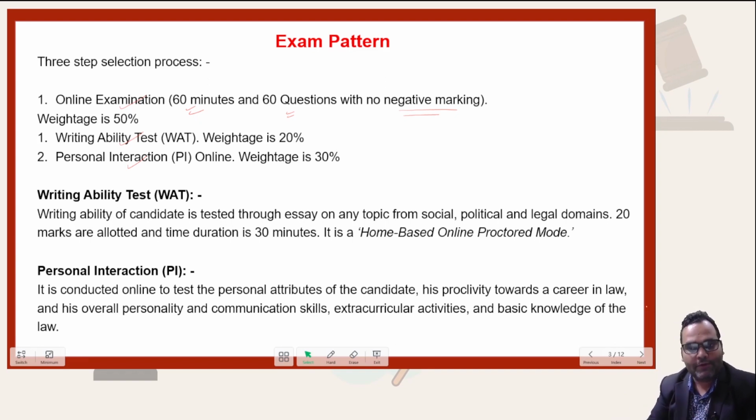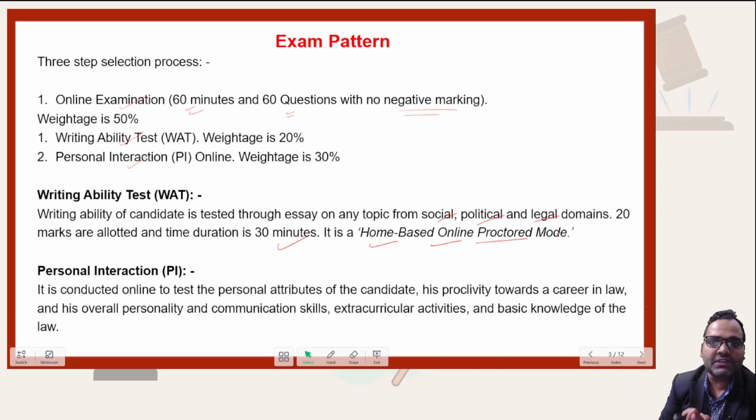Now, before moving to the online examination and discussing it in detail, let's have a brief look at the written ability test and personal interaction. In the written ability test, you have to write an essay on any topic from 3 domains. Those are social, political, and legal, carrying 20 marks, and the time allotted for writing the essay is 30 minutes. And it is a home-based online proctored mode of exam.